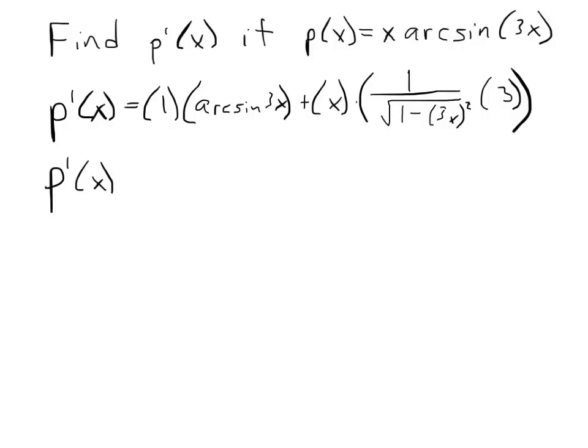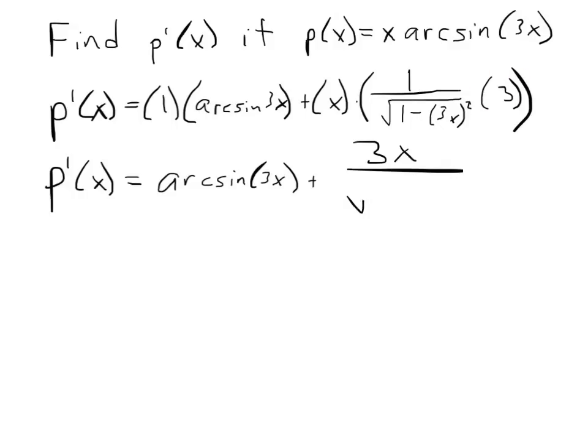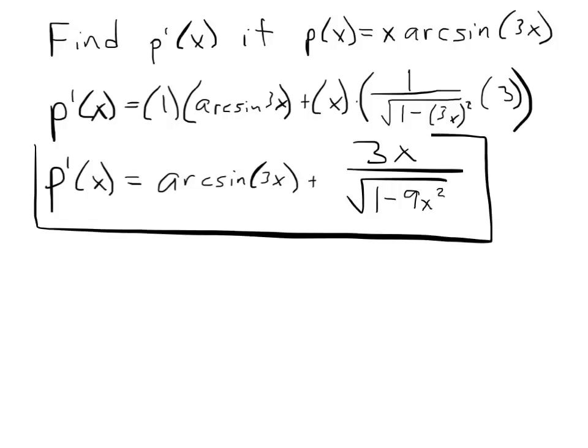So p prime of x is arc sine 3x plus, if we look at this over here, there's an x and a 3 that are quote-unquote in the numerator, so I'll write 3x over the square root of 1 minus 9x squared. And there it is. Even when we have a product rule, once you can get the formulas down, it's just not a big deal.